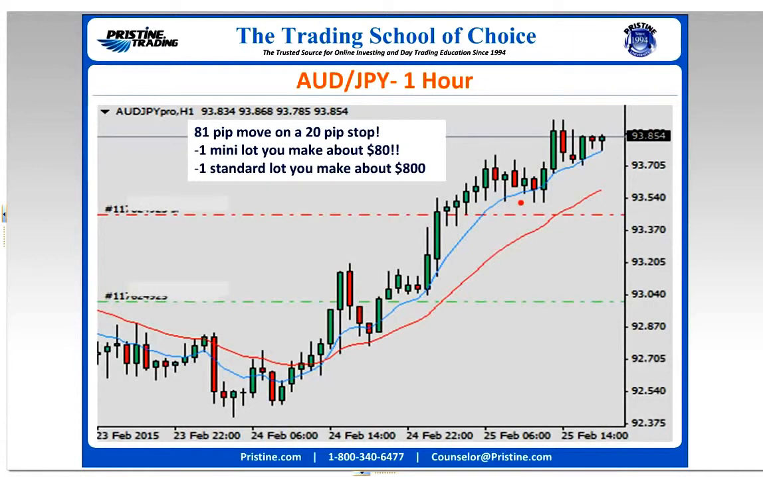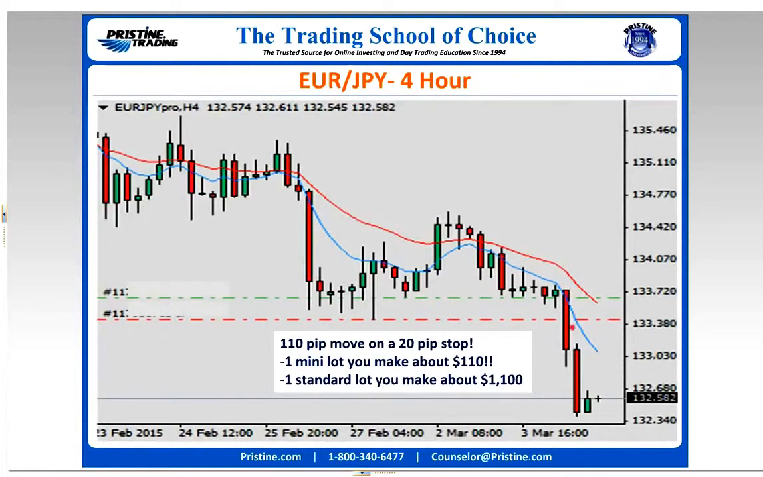Let me show you some more examples though. Euro yen, this one just a plain old breakdown, right? It was trying to move higher, failed. And keep in mind, I'm not showing you the larger time frame, but that would be part of it as well. But here it is, simple breakdown. You shorted here, took a little bit of time, but boom, 100+ pip move on a 20 pip stop. Just a beautiful move down. So on this one, even if you're trading a mini lot, you're up just over $100.